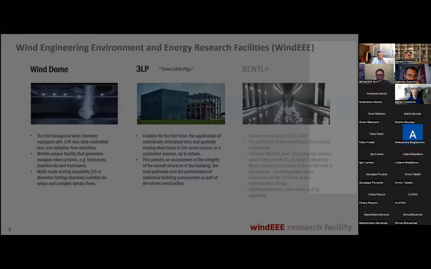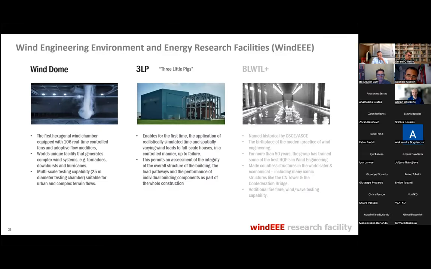In terms of the facilities that our group manages, we have three large facilities: the Windy Dome, the newest of them, the 3LP lab, nicknamed Three Little Pigs, and the boundary layer wind tunnel. The boundary layer wind tunnel is grayed out here because it's not one of the facilities offered as part of ERIES. We saw that the traditional wind tunnel was well represented by other groups in Europe, and we decided to complement that offering with the Windy Dome and 3LP lab as unique facilities, unique installations.